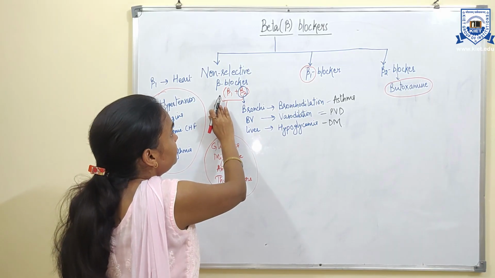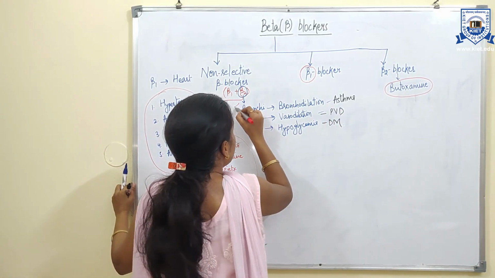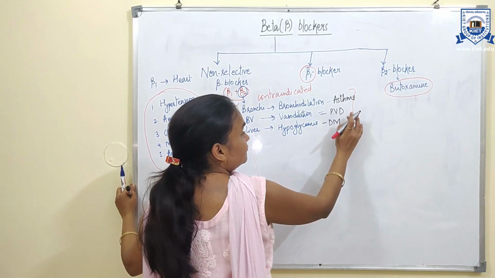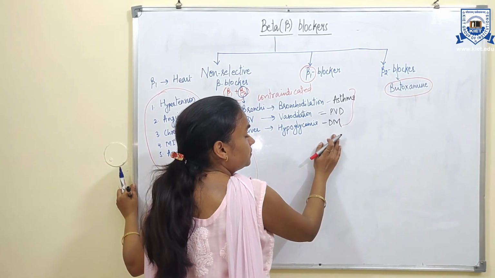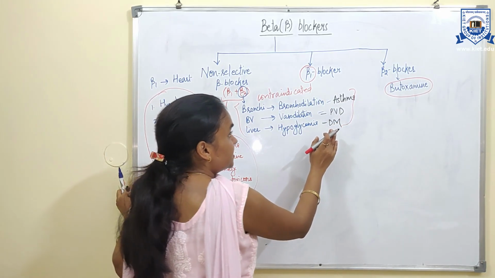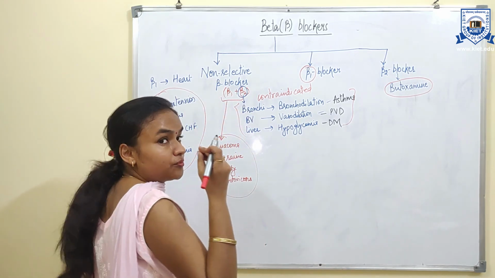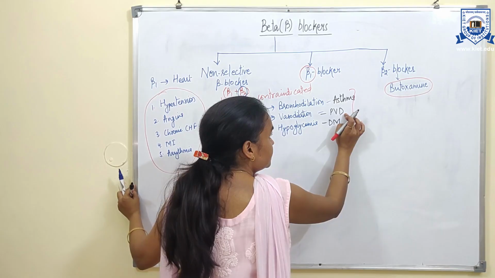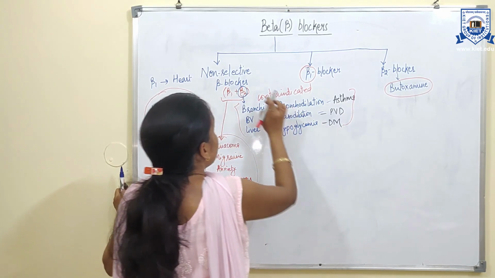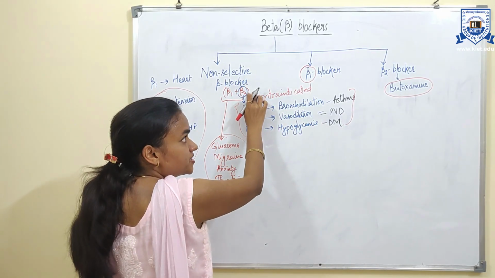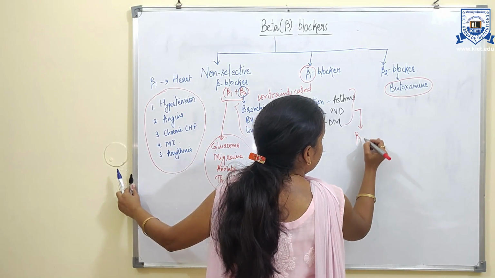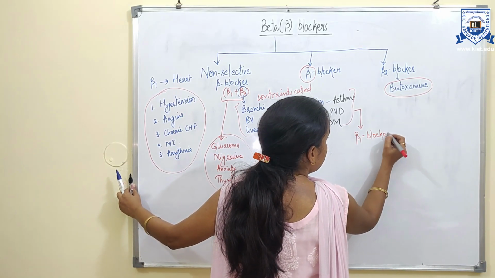But the non-selective beta blockers are contraindicated in three conditions: asthma, peripheral vascular disease and diabetes mellitus. So for patients who have hypertension along with asthma, peripheral vascular disease or diabetes mellitus, non-selective beta blockers cannot be used. Here the safer drugs, the beta 1 selective blockers, are used.